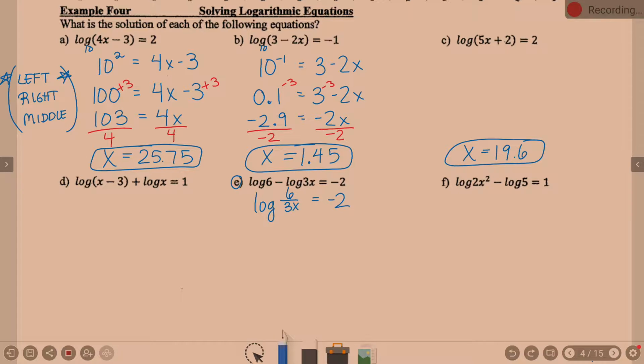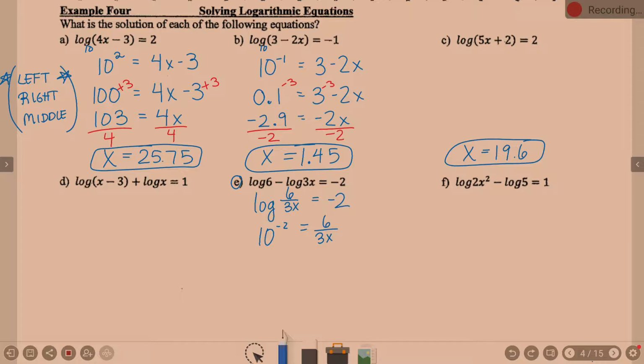Can we talk left, right, middle now? Yeah. What's my left? 10. The invisible 10, raised to the power of negative 2 equals 6 over 3x. Yes, it's a fraction, but you'll survive. We'll get through it. Now, 10 to the negative second.